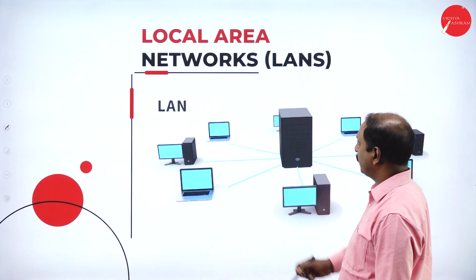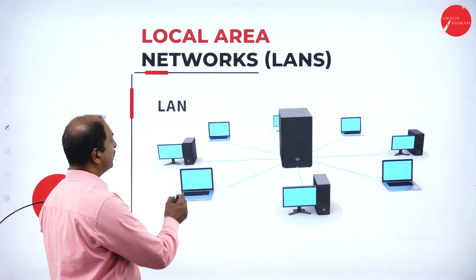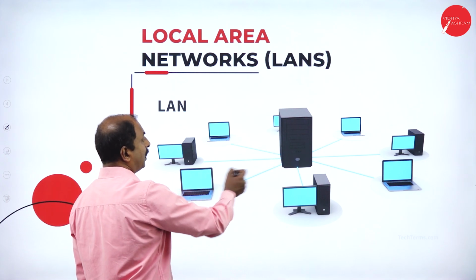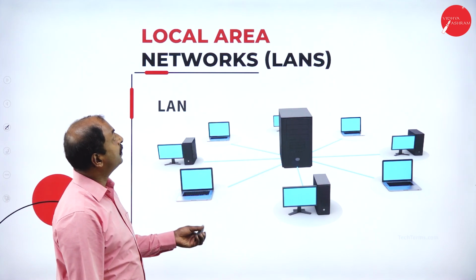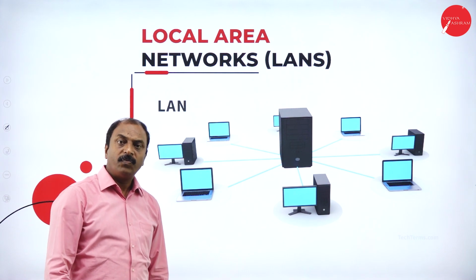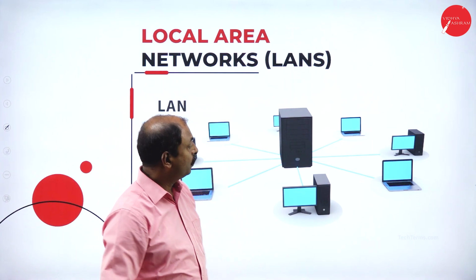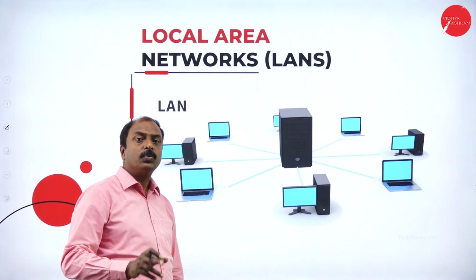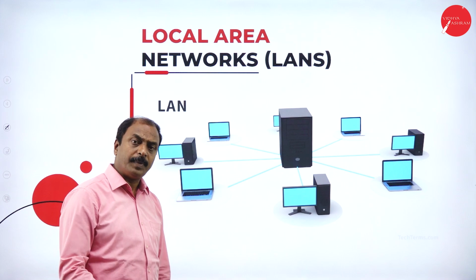Look at the diagram of this. So this is a LAN network. If you observe this, the distance between two computers or devices is very minimum. So another definition of LAN is that it is confined to a local area, a small area, in a small room, where the distance between two computers is very minimum, or it may be in terms of meters.